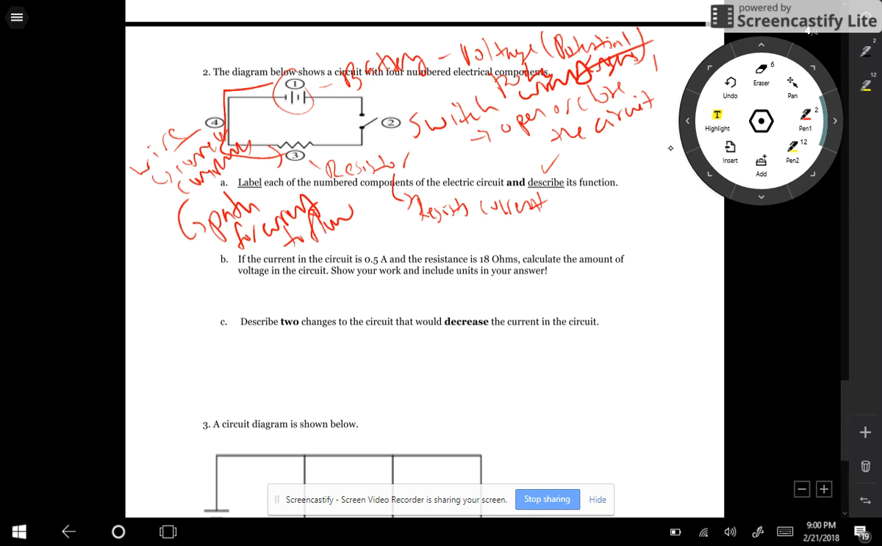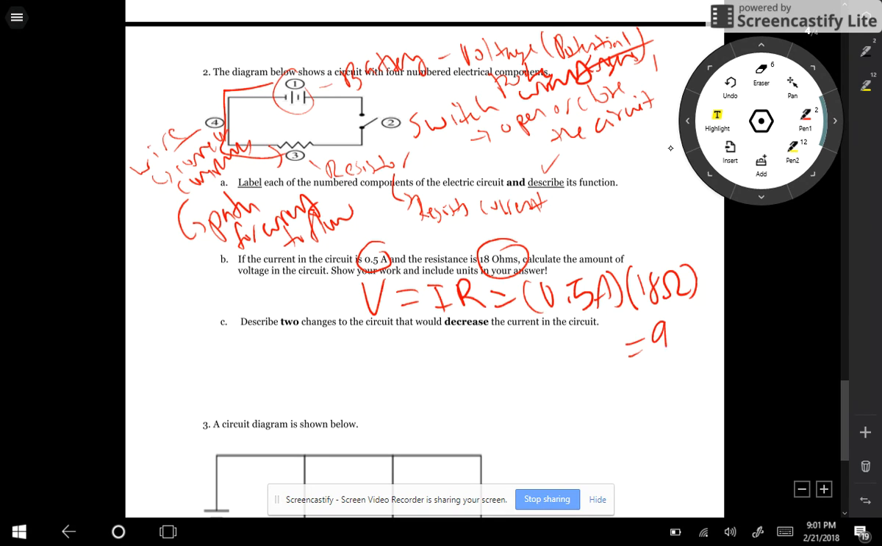If the current in the circuit is 0.5 amps and the resistance is 18 ohms, calculate the voltage. Oh, our simple formula from our formula sheet. Ohm's law, V equals IR, right? 0.5 amps times 18 ohms, 9 volts. Must be powered by a 9 volt battery.